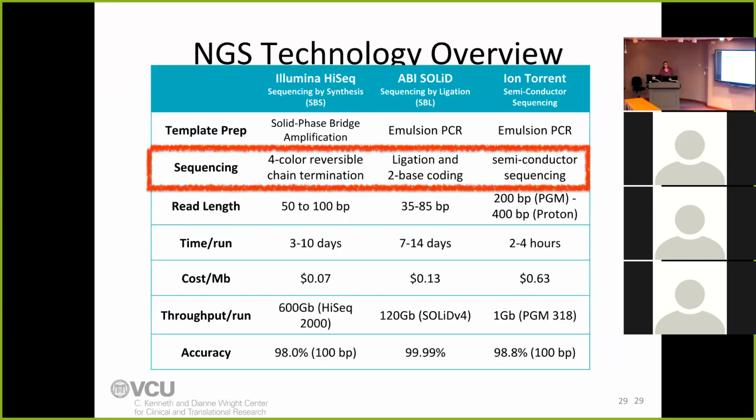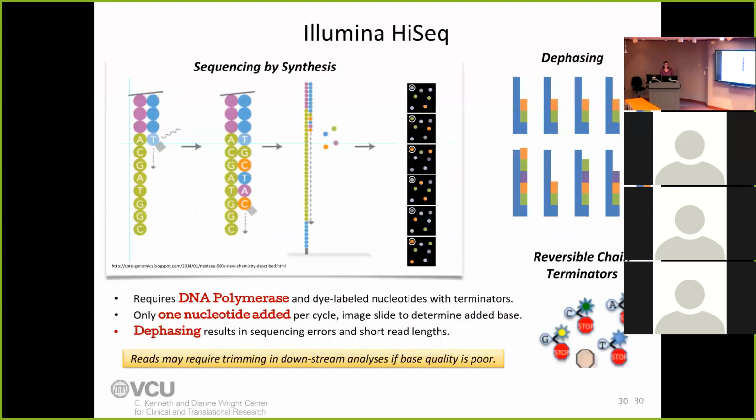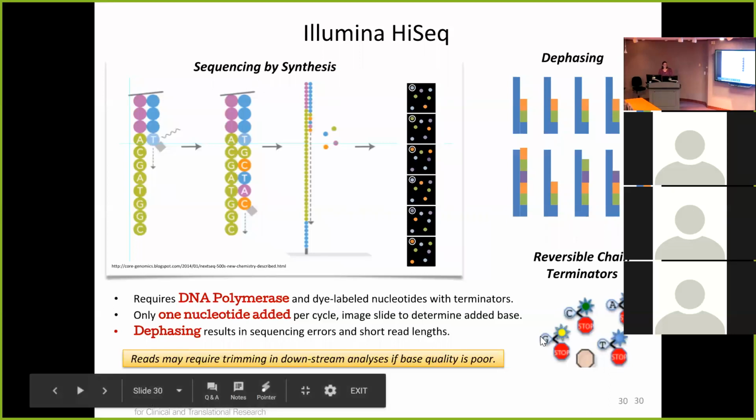So next, after your template prep, you go in and you do your sequencing. The first one I'll go over is Illumina HiSeq. Illumina does sequencing by synthesis, so it requires DNA polymerase and dye-labeled nucleotides. Each nucleotide is labeled with a different color.